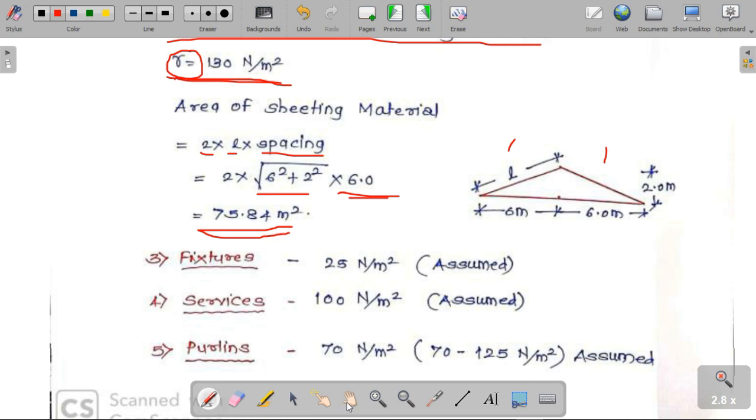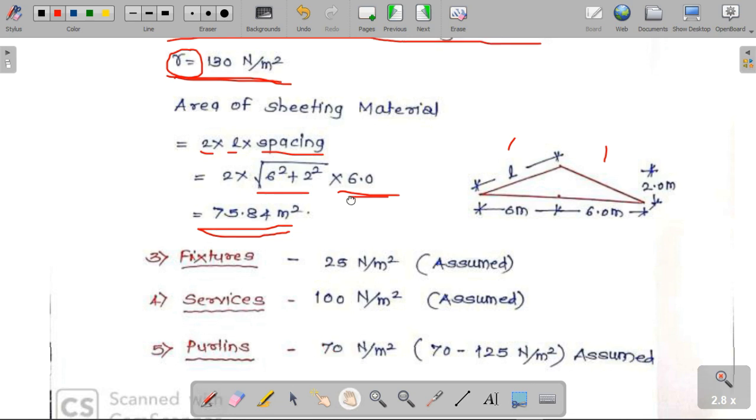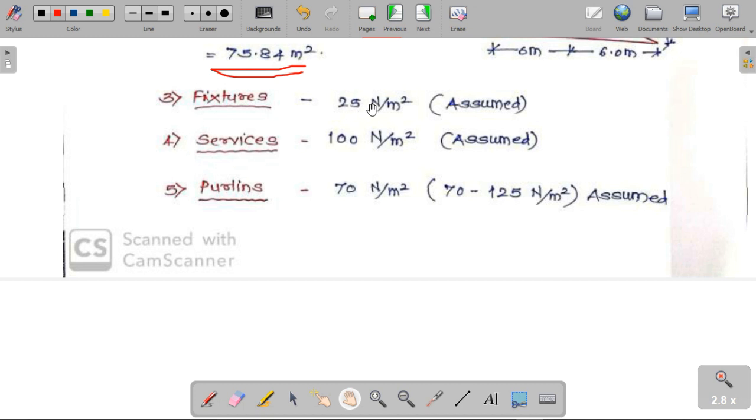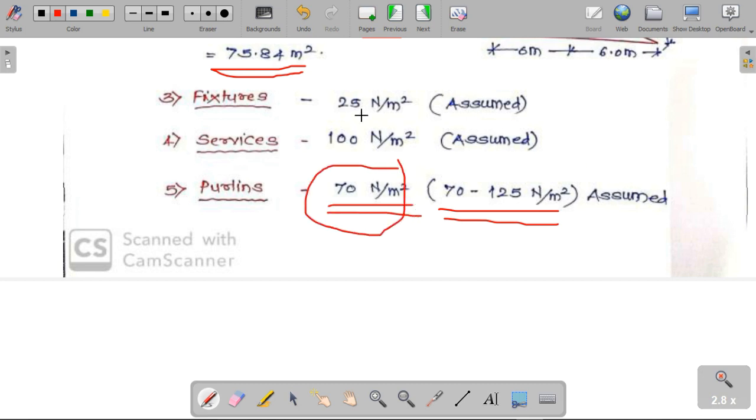Now considering this, we'll go for the other parameters. Fixtures that we are assuming is 25 Newton per meter square, service is 100 Newton per meter square, and purlins can be assumed between 70 to 125 Newton per meter square. For the industrial truss, we are assuming that as 70 Newton per meter square. So these are assumed values. You can vary this value up to 50, you can vary this value up to 150, and you can vary this value between 70 to 125.